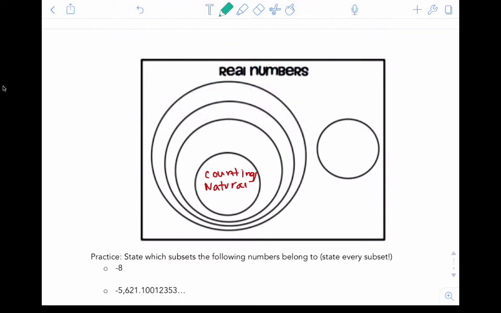Next, after my counting natural numbers, I had my whole numbers. The only thing that I add to that is 0. Notice that the counting natural numbers circle is completely inside of the whole number circle. That means that any counting natural number is within that whole number group. So if it is a counting natural number, then it is always going to be a whole number.